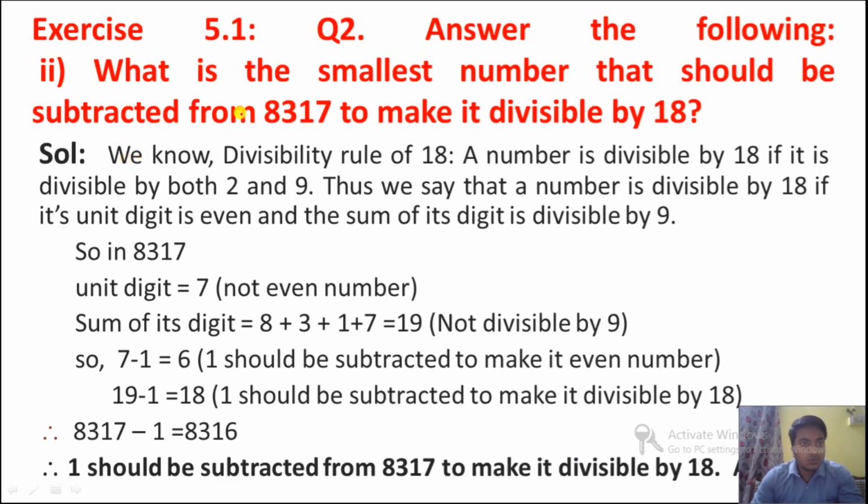Now the next question. What is the smallest number that should be subtracted from 8317 to make it divisible by 18? Now we have to subtract from this number. Clear? So we will solve the same way.